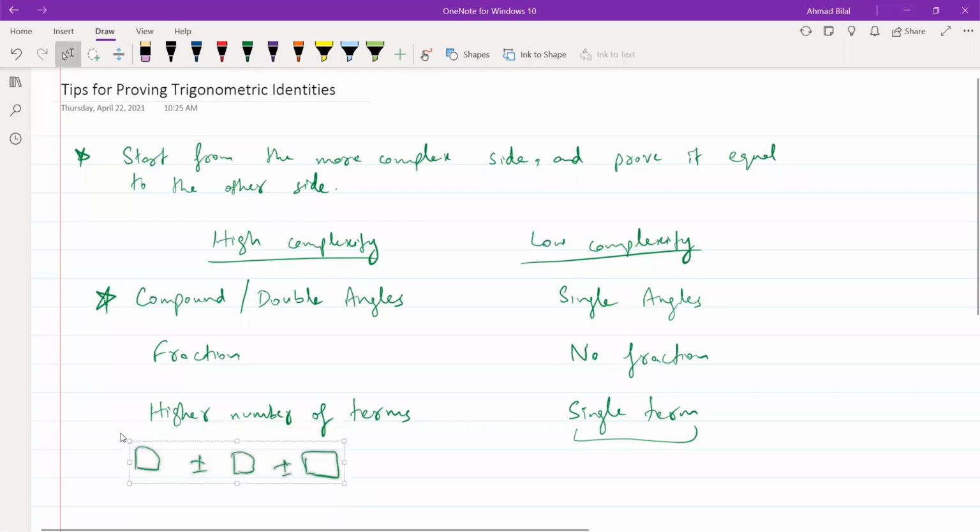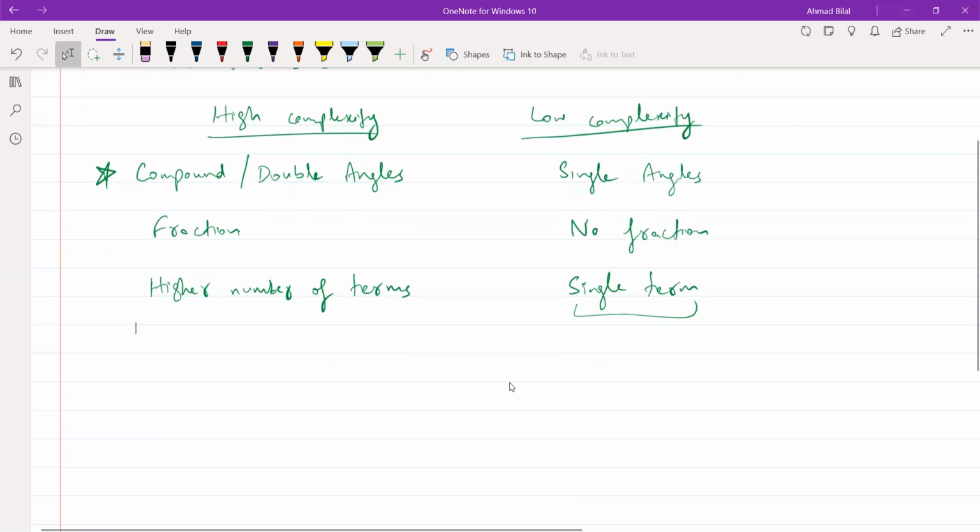Okay, so this is one way to look at complexity of the two sides that you have, right? So जिस side के ऊपर high complexity वाली चीजें आ रही होंगी, उस side से आप start करोगे, और जिस side पे low complexity वाली चीजें आ रही होंगी, उस side पे आप move करोगे. Alright, so that's an important point. अच्छा, अब इसके बाद some other things that you should try to do.